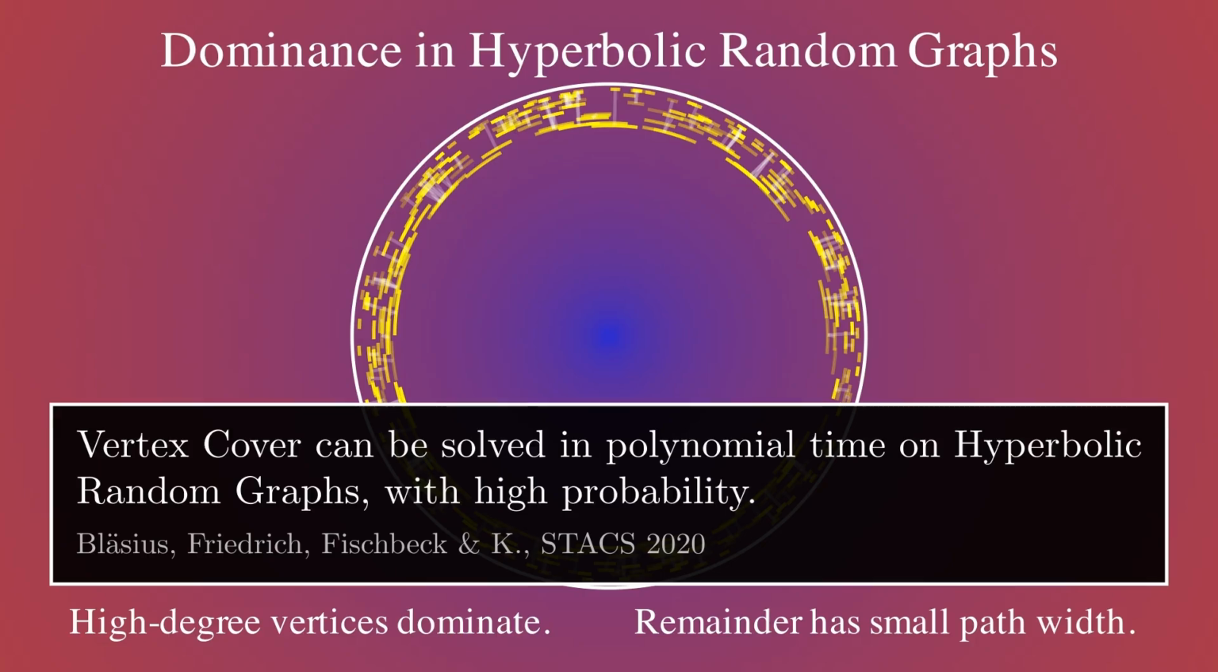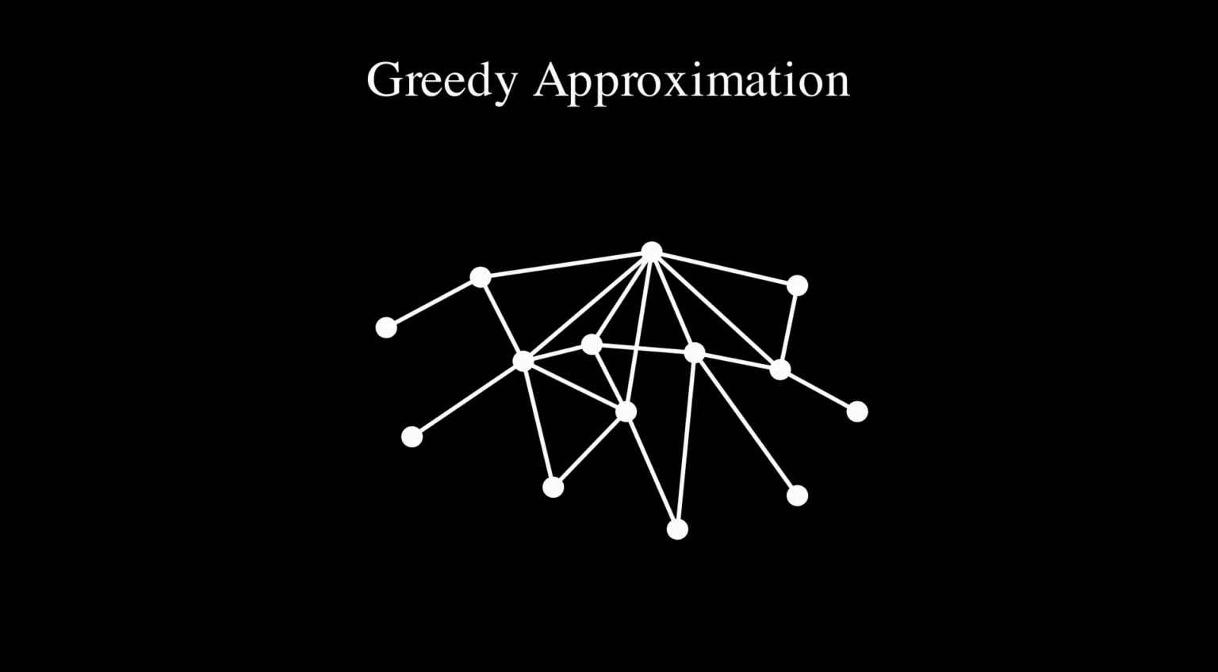And for that, let's take a look at a slightly different problem, which is vertex cover approximation. Here, the goal is not to find the absolute smallest set of vertices that covers all edges. Instead, we aim for a solution that is reasonably small, and we hope that this slightly easier problem allows us to find solutions more quickly.